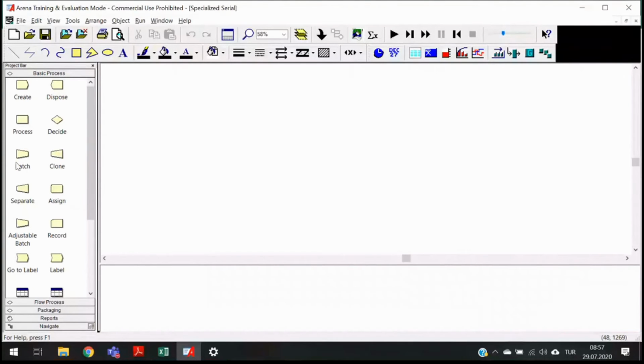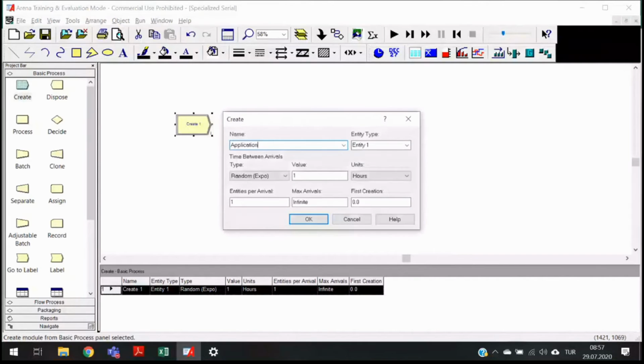I am going to create an arrival process. Okay. First, and I will say that here, application arrives. Okay. So I have taken a create module from here and double clicked on that. And I said application arrives. This is the arrival process for me. And in this arrival process, I am going to change the name of the entities as, let's just say, applicants or application. Okay, application is the name of my entity.